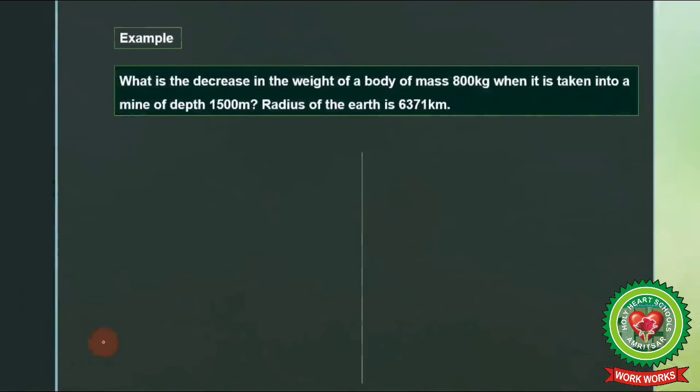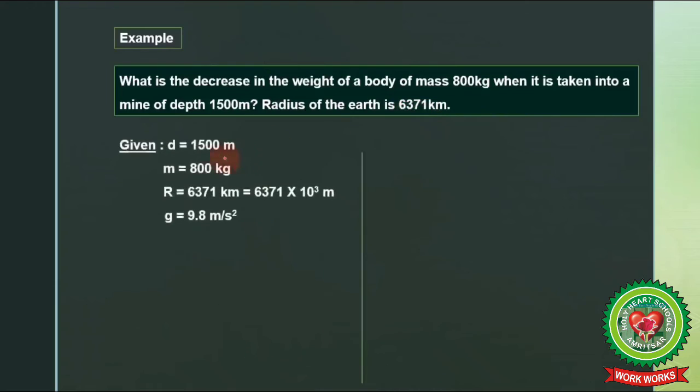Now, we will solve an example. What is the decrease in the weight of a body of mass 800 kg when it is taken into a mine of depth 1500 meter? We have to take the radius of the earth as 6371 kilometer. Now, what are the given values?